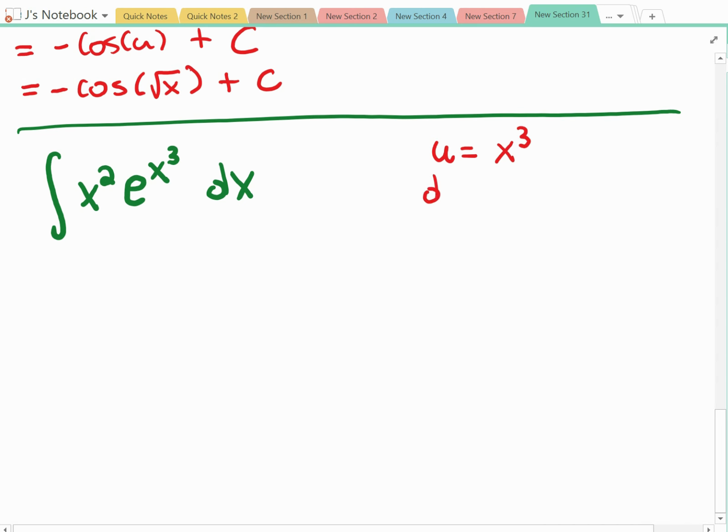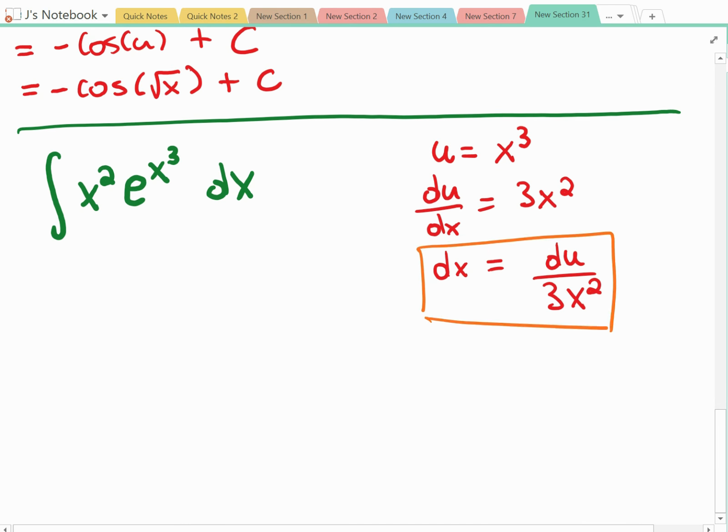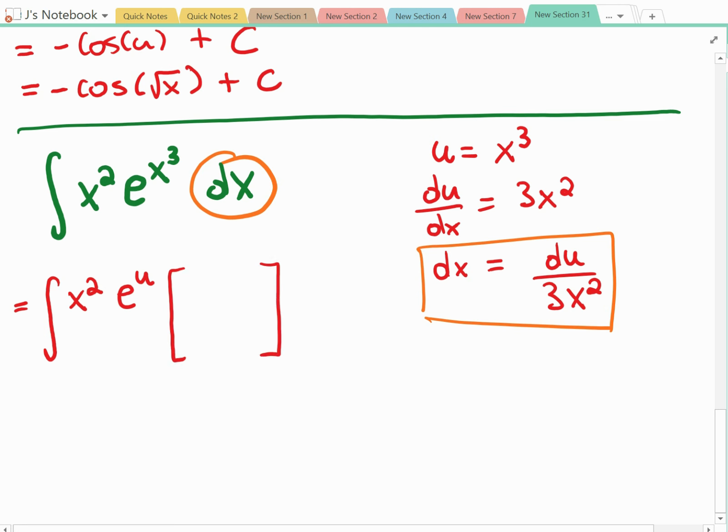We'll calculate the derivative. Du by dx is 3x squared. And then isolate for dx. We'll get dx is equal to du divided by 3x squared. And that we'll use to substitute the dx there. So this will become the integral. The x squared that's already there stays. We're not going to change it. X cubed gets replaced by u, so e to the u. And then the dx gets replaced by du divided by 3x squared.